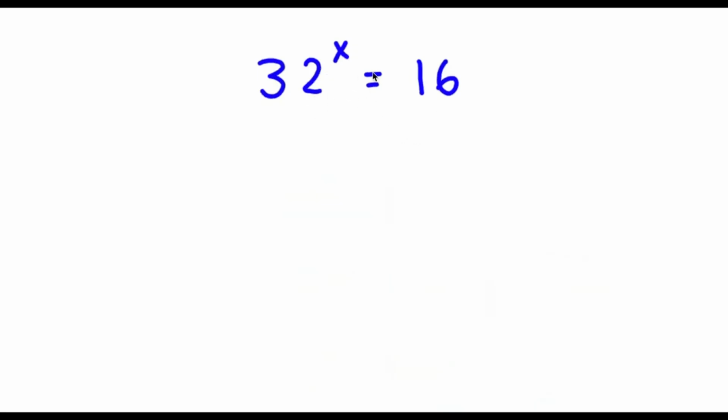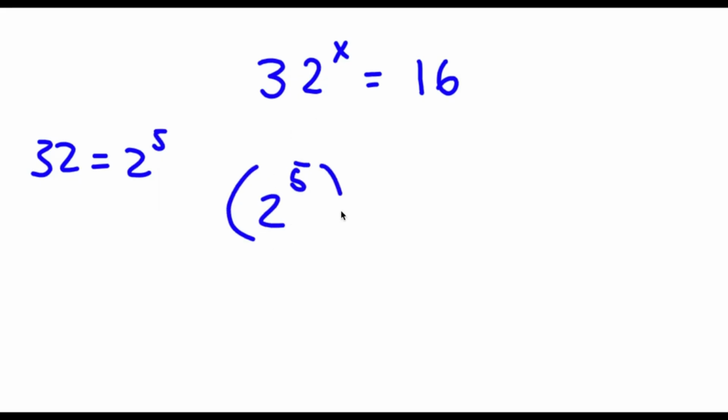Alright, so I have 32 to the power of x is equal to 16. So what I'm first going to do is I'm going to rewrite 32, because 32, this is equal to 2 to the power of 5. So now if I substitute in 2 to the power of 5 for 32, I get 2 to the power of 5 to the power of x is equal to 16. Now, if 32 is equal to 2 to the power 5, then this means that 16 is equal to 2 to the power 4, because 32 divided by 2 is 16.